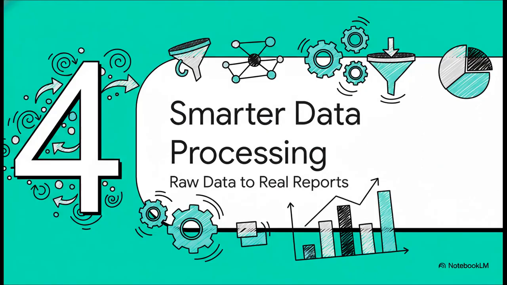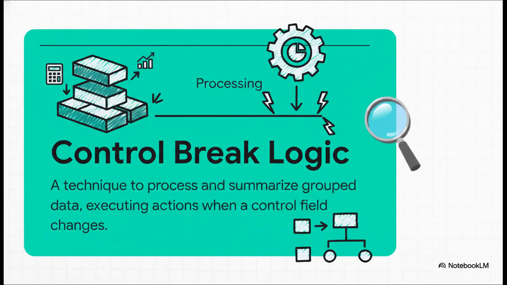All right, we've got the fundamentals down, but just reading and writing isn't where the real magic happens. The real power comes from being able to process that raw data in clever ways to get actually useful reports and insights. So one of the most common and powerful tricks in the book is something called control break logic. All that really means is it's a smart way to go through a sorted file and do something like, say, print a subtotal at the exact moment the category you're looking at changes.